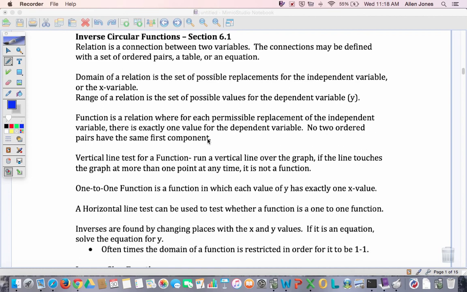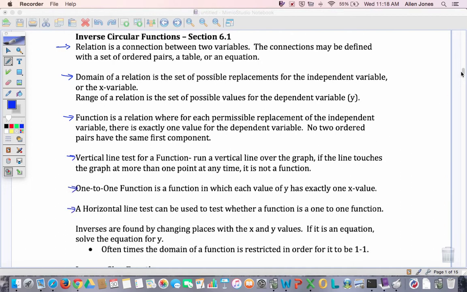Here at the first section in chapter 6, we're going to look at the inverse functions for sine, cosine, tangent. You can read down through here at your leisure the definitions of range, domain, definition of function, a vertical line test, a horizontal line test, a one-to-one function, and so forth.